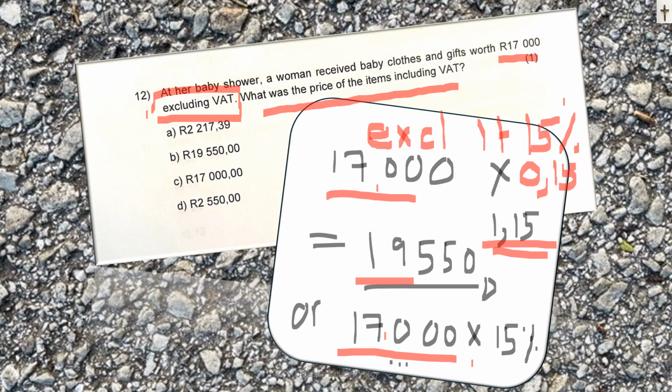to the 17,000. The method is up to you, but you need to check your method and make sure that you get B, 19,550. You're given the excluding VAT amount. What is the price including VAT? The quickest way is to multiply by 1.15, the exclusive amount.